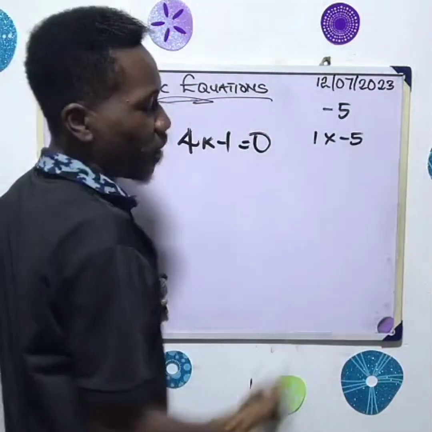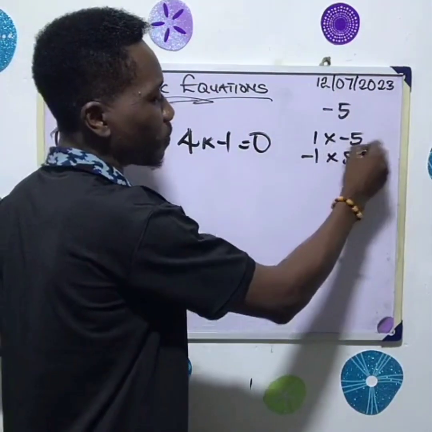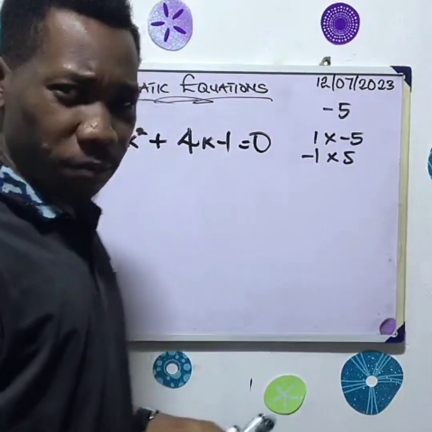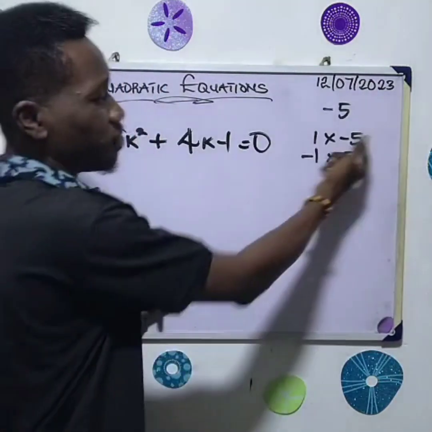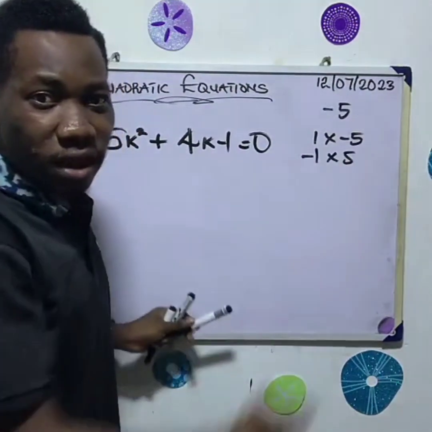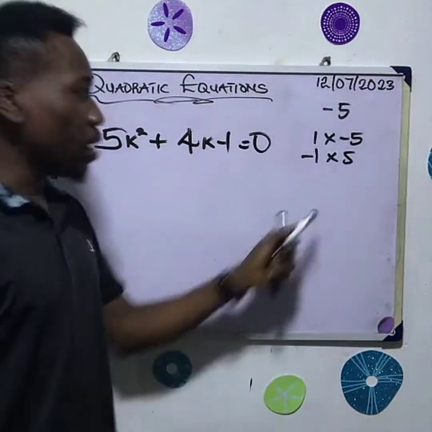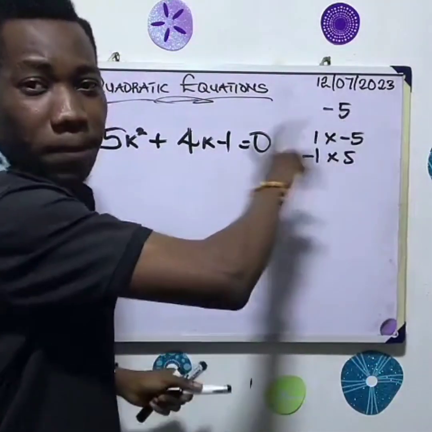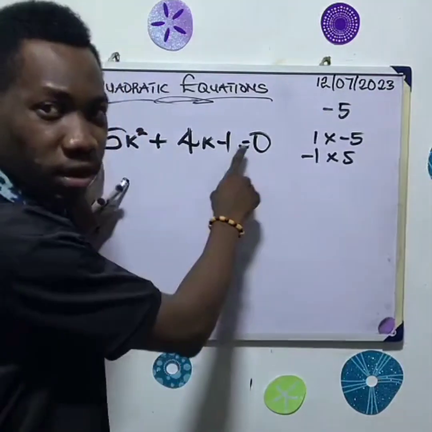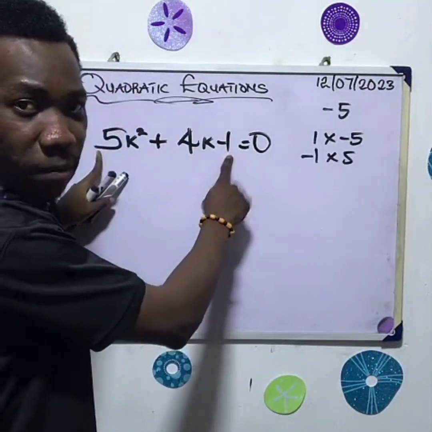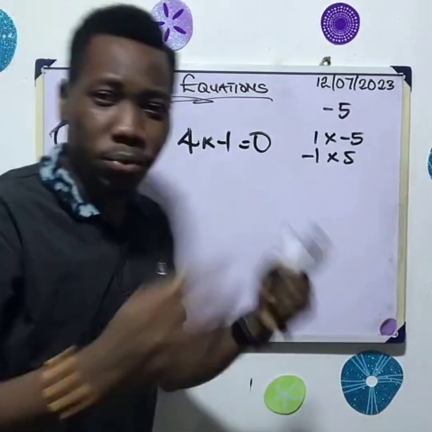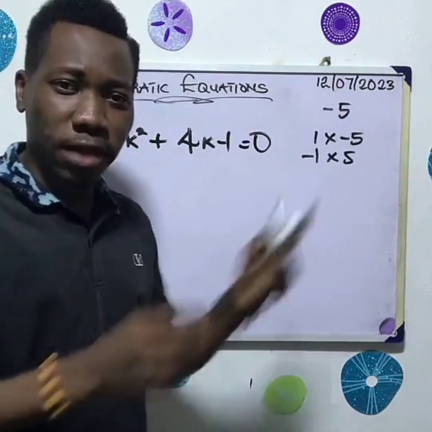So 1 times minus 5 or minus 1 times 5. Do we have any other factor of 5 apart from 1 and 5? No. 5 is a prime number, so only 1 and 5. So it's either 1 times minus 5, that will give you minus 5, or minus 1 times 5, that will give you minus 5. Hello Calvin, welcome, good evening to you. So now, which of these 2 pairs of numbers, when added, will sum up to plus 4? Alright, so the first thing, you multiply your a by your c. In this case we got minus 5. Now break it into pairs of factors that will multiply to give us that.